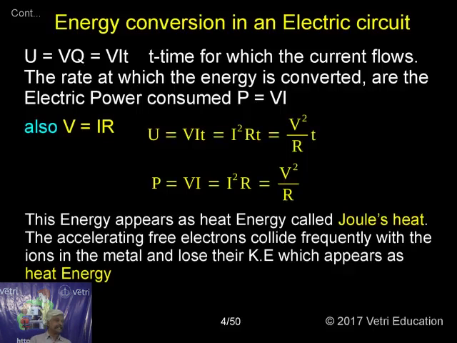This energy appears as heat energy called Joule's heat. Just now I told, the accelerating free electrons collide frequently. We know metals are those in which free electrons are more. What are free electrons? Electrons which are not bound to an atom are called free electrons. If they are free, they are in random motion. Therefore, they collide with one another and with the ions in the metal, and lose their kinetic energy, which appears as heat energy.